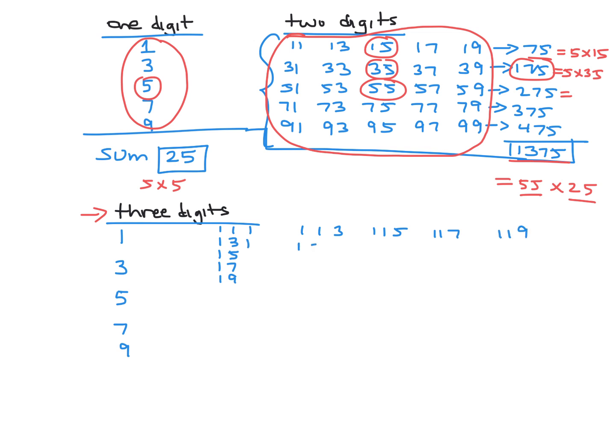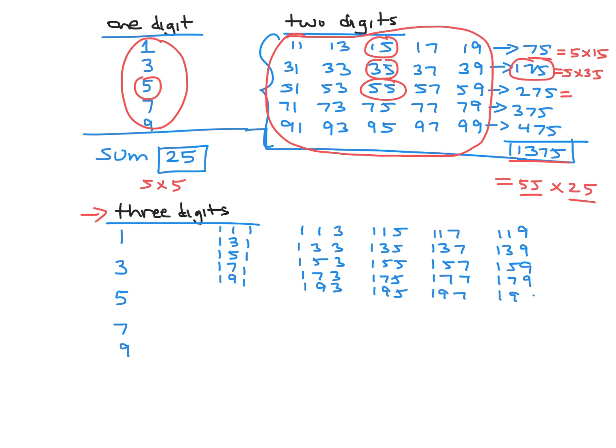131, 133, 135. I'm listing these for a reason. I just want you to understand how to make the list first. And I'm not saying you have to make all of them, but at least understand how at least one of these would work. 157, 159, 171, 173, 175, 177, 179, 191, 193, 195, 197, 199. So that just covers these guys, the ones that begin with 1.